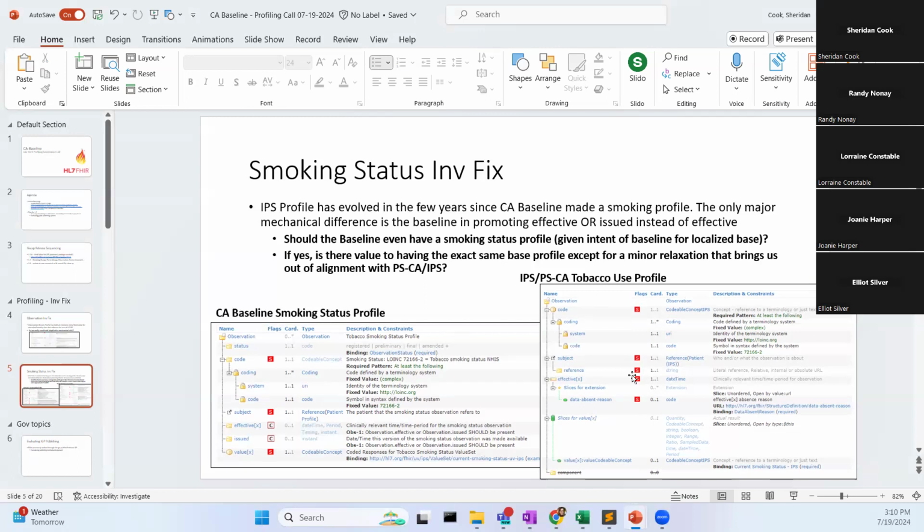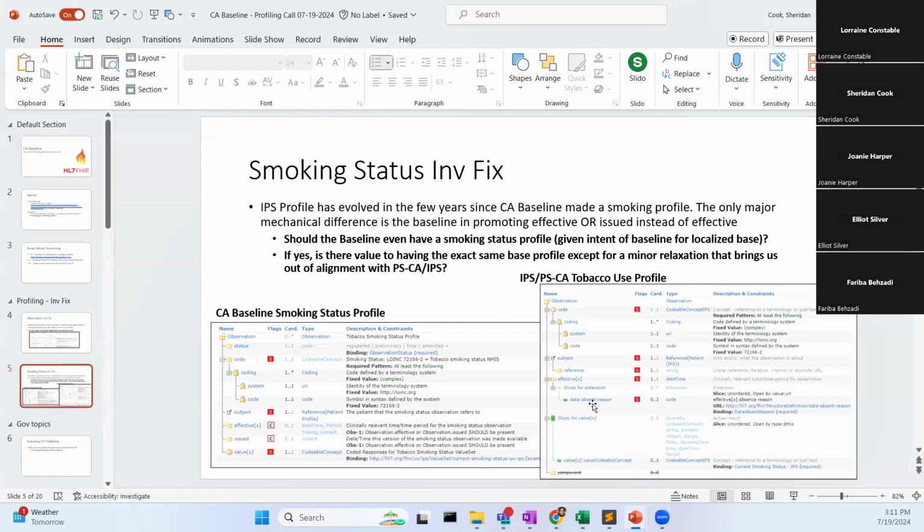So I think it's broken up into 2 questions. The first is, do we have a reason to maintain this older flexibility when we are already seeing IPS and PSCA drive towards getting systems to populate effective if you're going to be talking about smoking status? Lorianne, I see your hand raised.